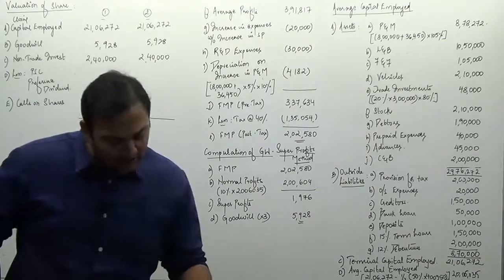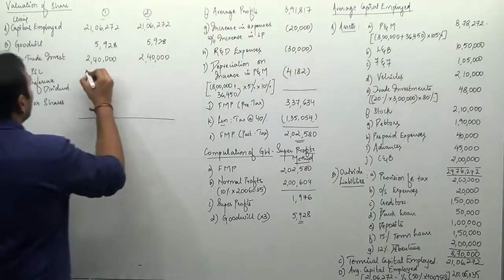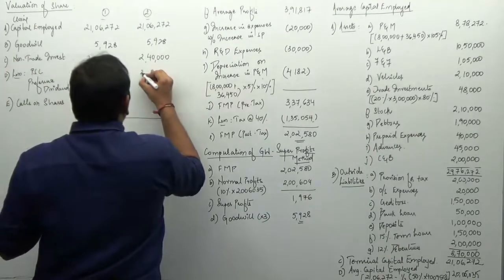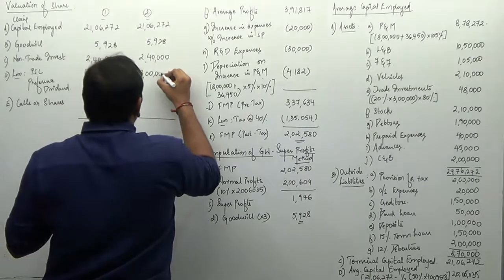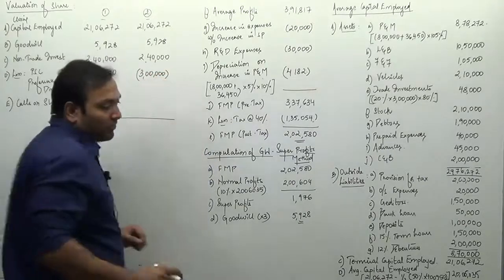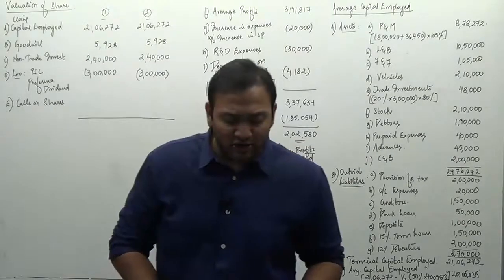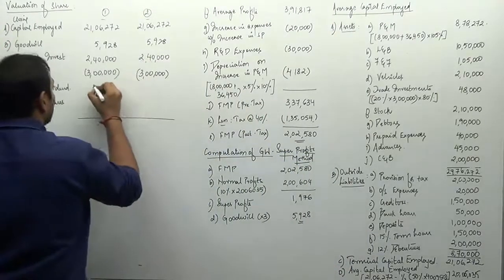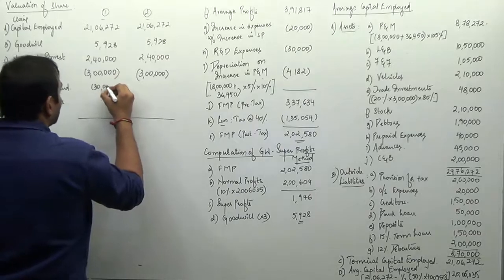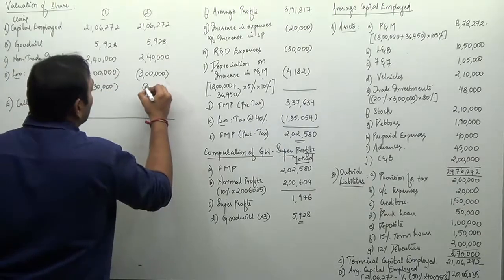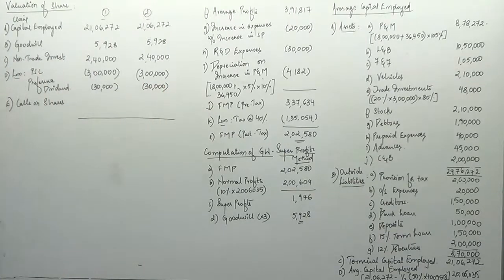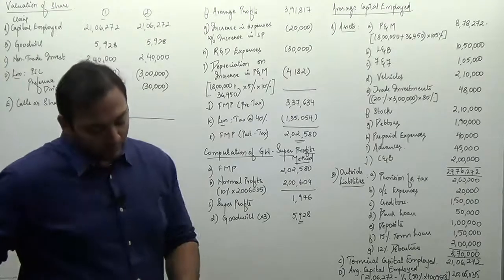Preference share capital of 3 lakhs is to be reduced, and the preference dividend also has to be reduced by 30,000. It is obviously 10% preference share capital, so the current year preference share dividend is 10%, 30,000. Calls on shares apply only in assumption number 1.